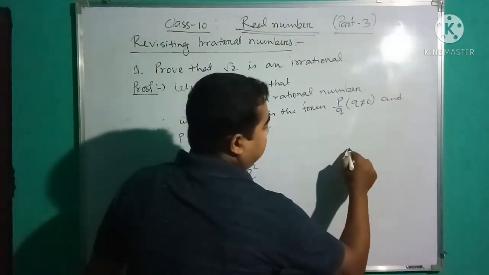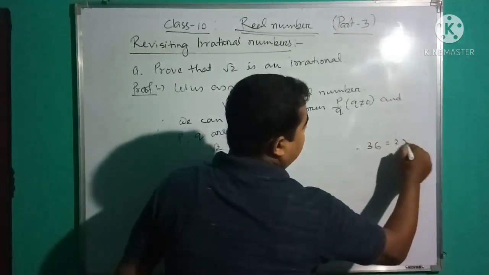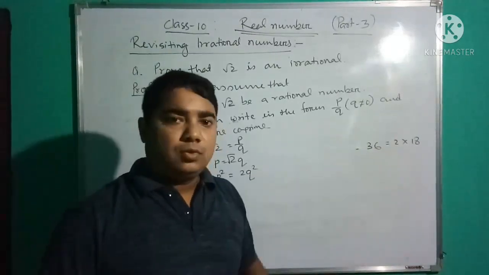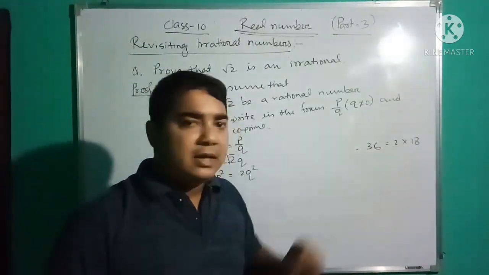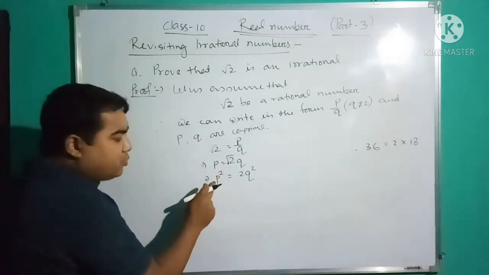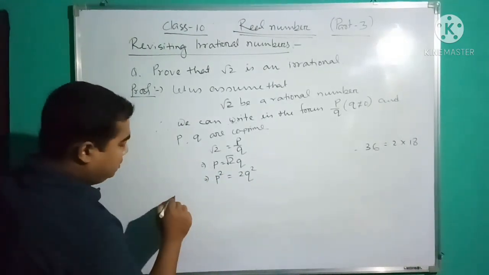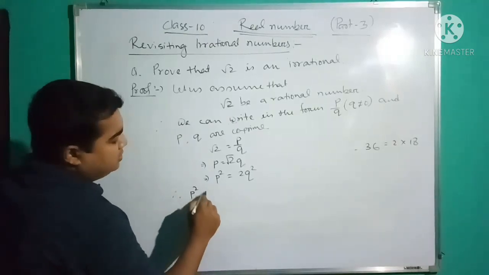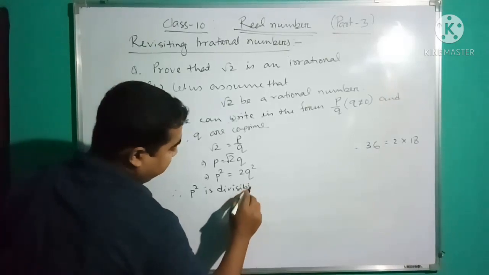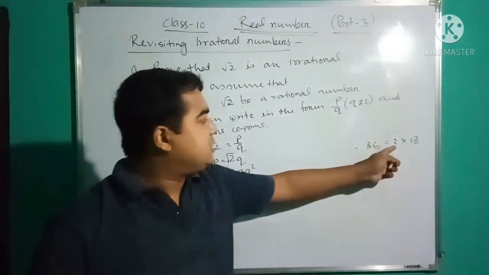If I say 36 equals 2 into 18, can we say that 36 has a factor 2, or 36 is divisible by 2? Same meaning or not? Similarly, p square equals 2 q square. That means p square has a factor 2, or p square is divisible by 2. Therefore, p square is divisible by 2.